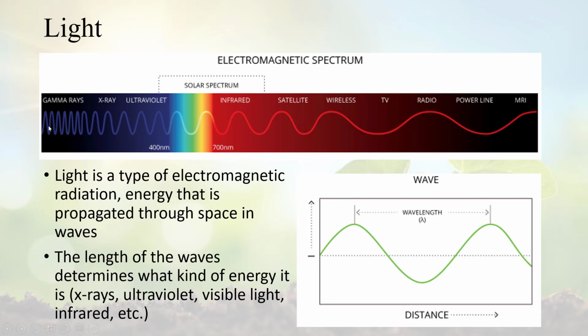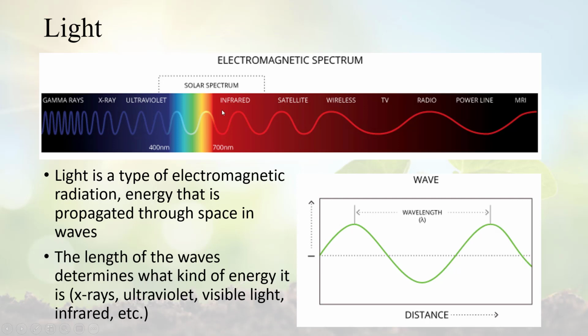If we have very short wavelengths, we classify those as gamma rays. As we get a little longer, it transitions to X-rays, ultraviolet, visible light, infrared, satellite, wireless TV, etc. So it's important to know that the wavelength, or distance from crest to crest on your waves, is going to determine what type of energy you have.